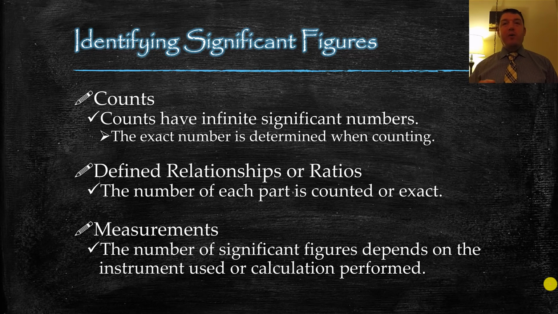We don't write it out. We don't write 1.00000 to infinity, because you literally can't, and 12.000 to infinity, because you literally can't. You could do 12.0 with the bar, but that would be unnecessary, because we know that ratios of defined values have infinite significant figures. Things like 100 centimeters in a meter, 1,000 milliliters in a liter, 60 seconds in a minute. That's an exact value. That's one of these defined relationships or ratios that has infinite significant figures.